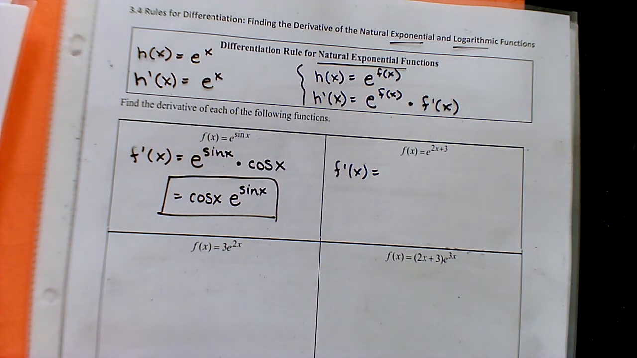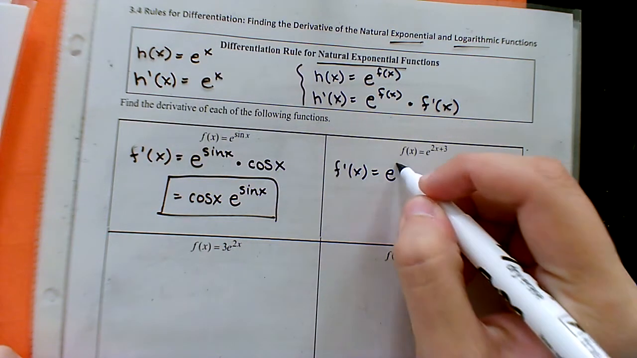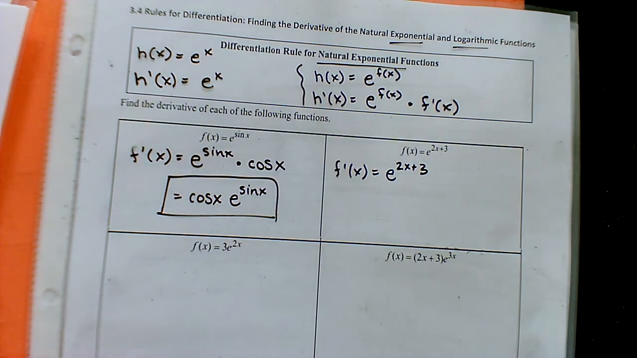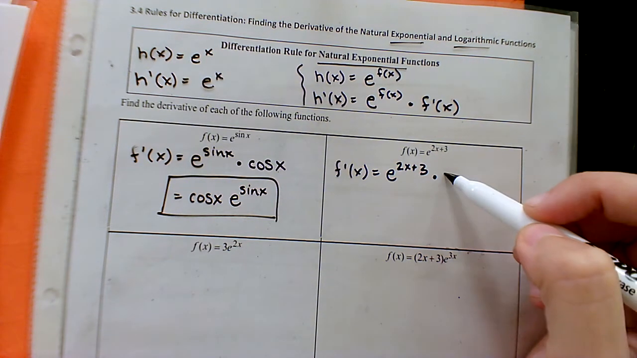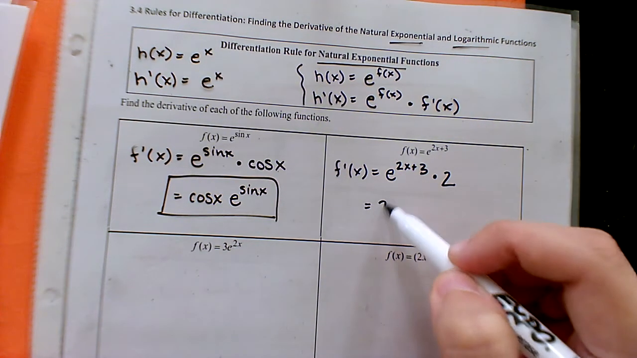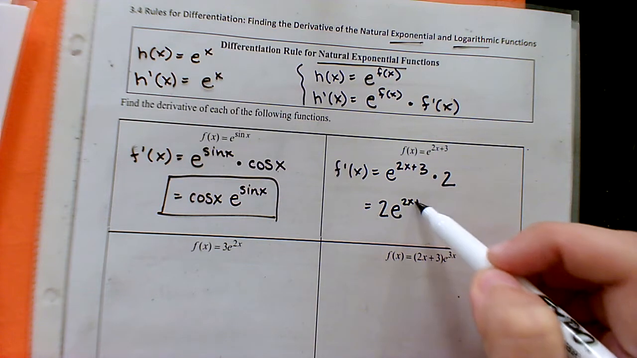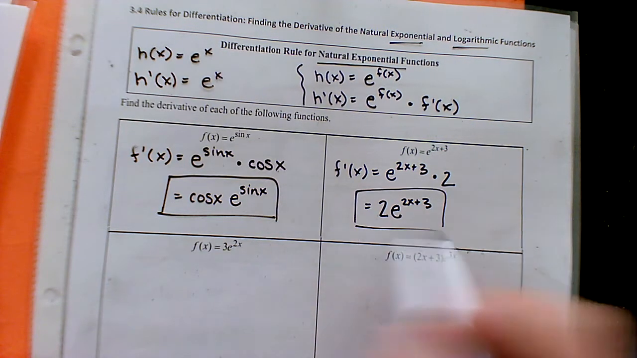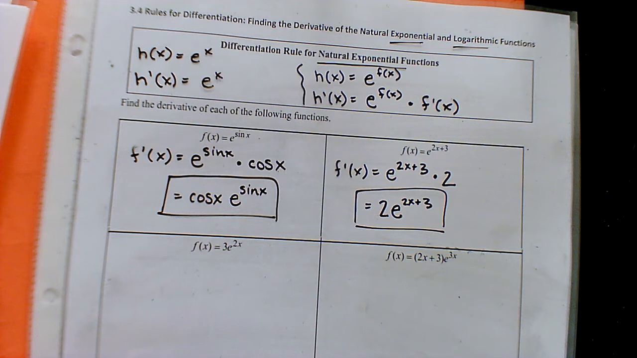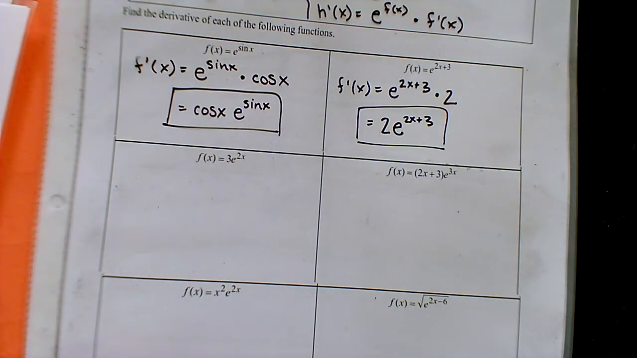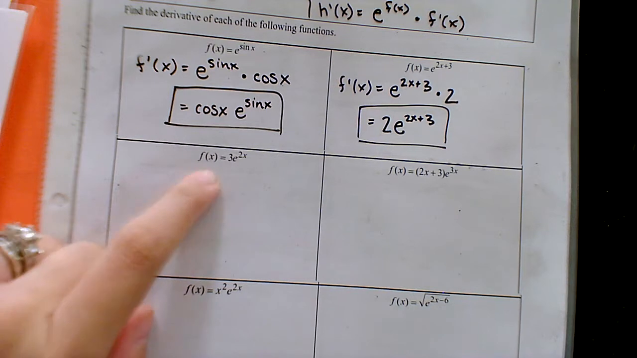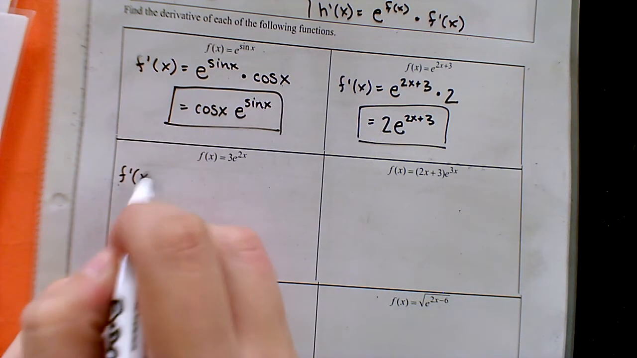All right, the next one. We again have e to a power, so the derivative is e to that power, but we need to multiply by the derivative of the power, which would just be 2. Okay, rewriting it, we can move that 2 out front as a coefficient, and there's our derivative. We doing okay so far? Not too bad? Okay.